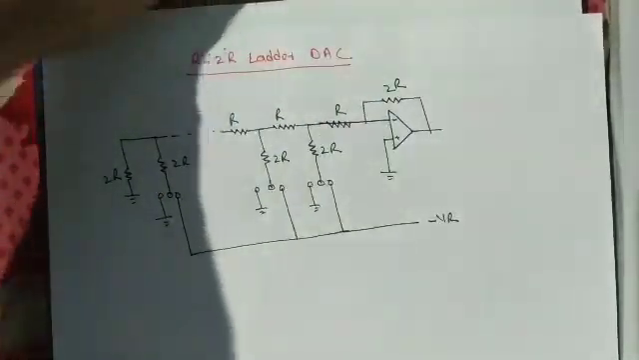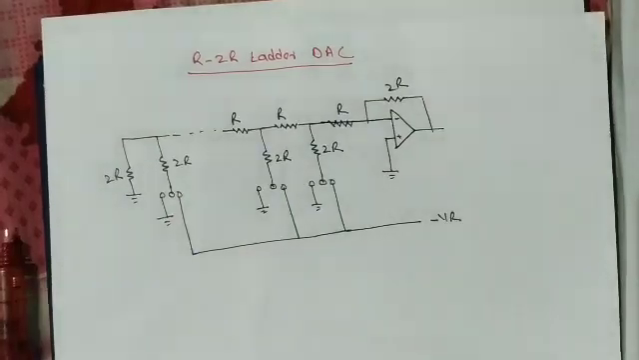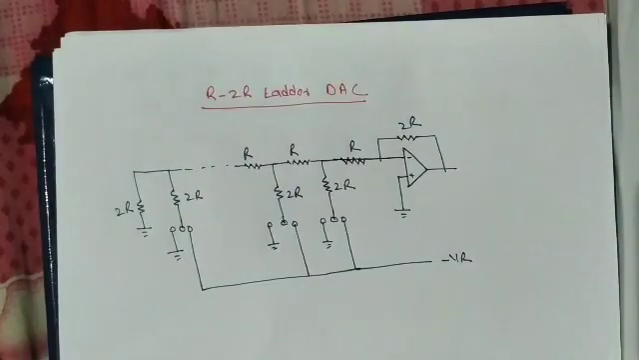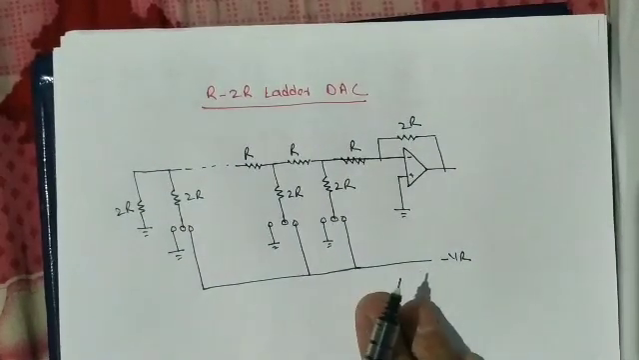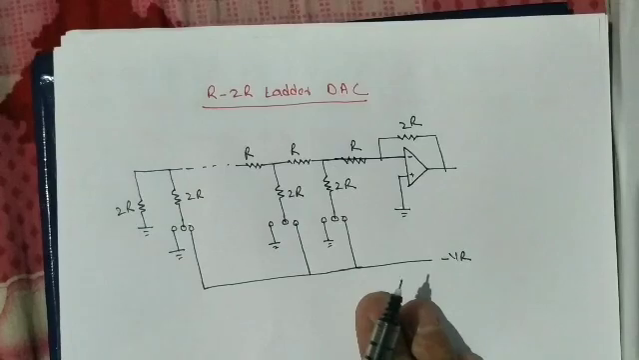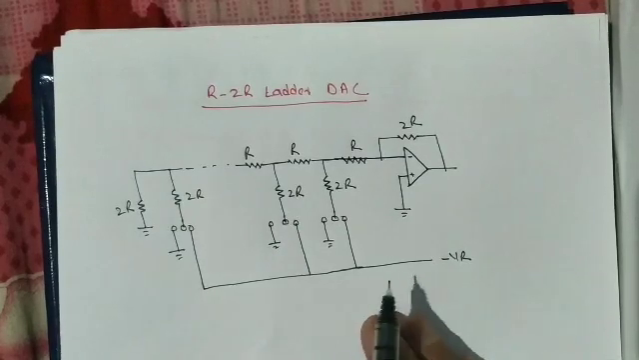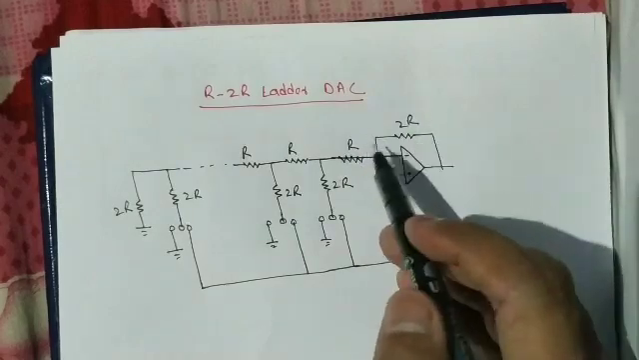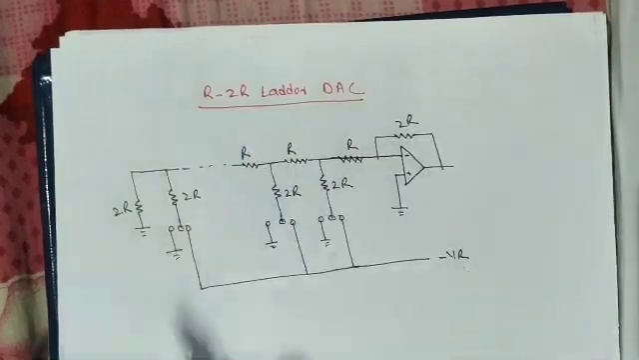Today we are going to discuss the R-2R ladder DAC. In the last lecture we discussed the weighted resistor type method. In the weighted resistor method, various types of resistors are used, and in the R-2R ladder method only two types of resistors are used. The first one is 2R, and the other one is R. It is a combination of R and 2R resistors.